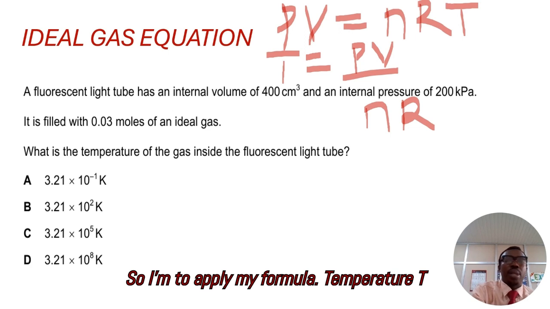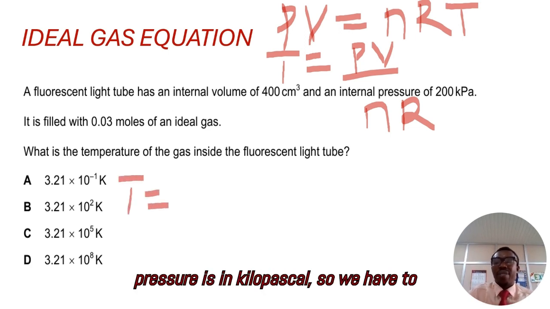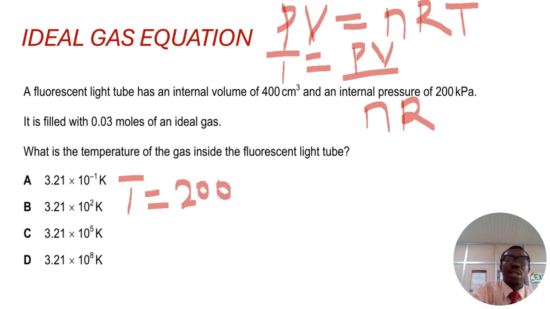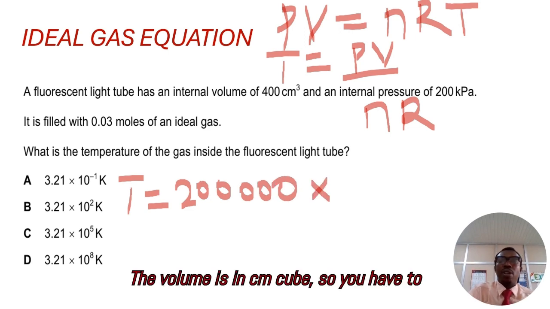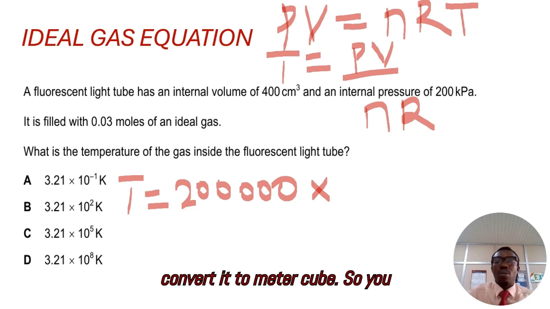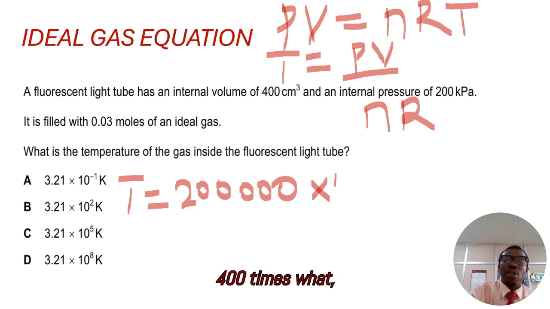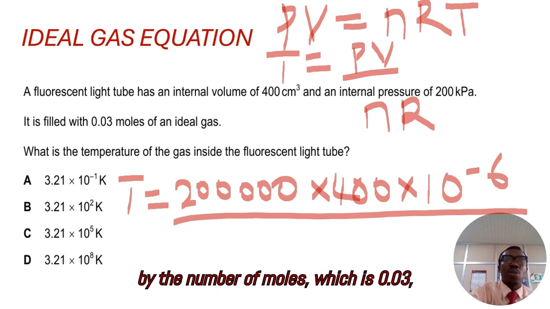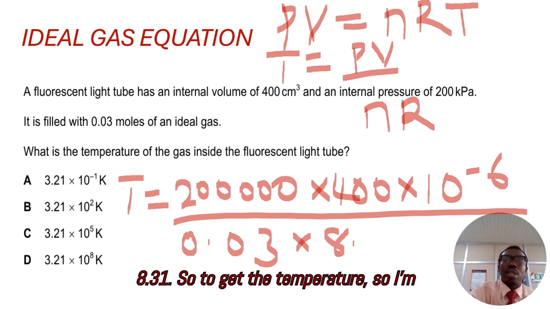So I'm to apply my formula. Temperature T now will be equal to the pressure. The pressure is in kilopascal, so you have to convert it to pascal, which is the standard unit. So 200,000 multiplied by the volume. The volume is in cm cube, so you have to convert it to meter cube. So you divide by what? 1 million. So it will be 400 times what? 10 raised to the power minus 6. Then divided by the number of moles, which is 0.03, multiplied by the gas constant, which is 8.31.